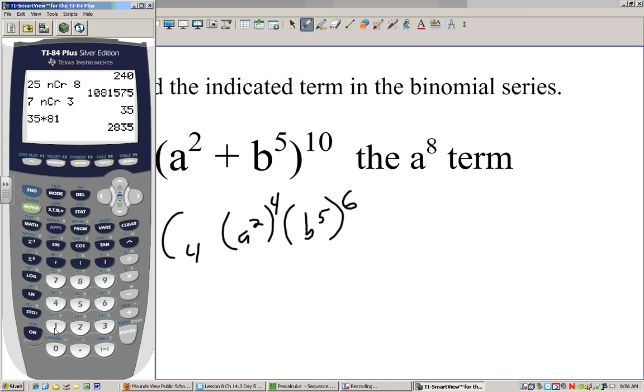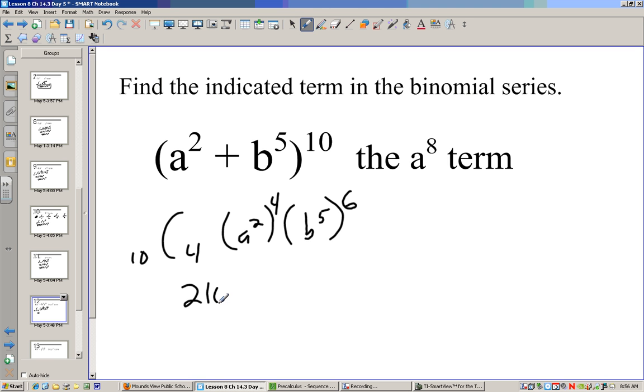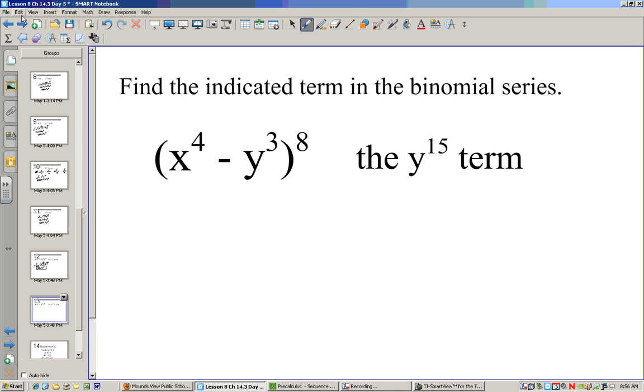there. So 10 choose 4. 210 a to the 8th, b to the 30th. So you can see we have a to the 8th, so that's the term we're looking for.